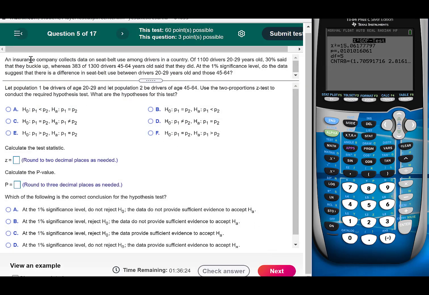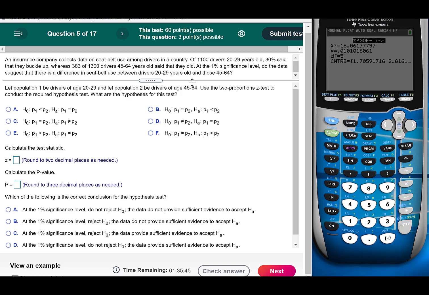Okay. Now we're doing section 11.1. An insurance company collects data on seat belt use among drivers in a county. Of 1,100 drivers 20 to 29 years old, 30% said that they buckle up, whereas 383 of 1,300 drivers 55 to 64 said that they did. At the 1% significance level, do the data suggest that there is a difference in the seat belt use between drivers 20 to 29 and those 55 to 64? Difference, guys, means not equal.